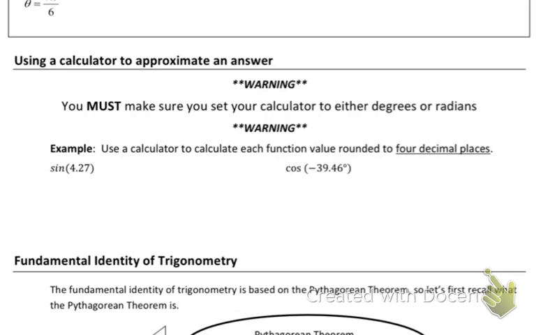So that means we're going to go to our calculator. Let's see if I can get to my calculator.